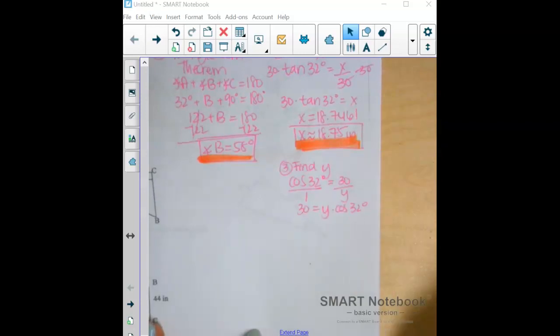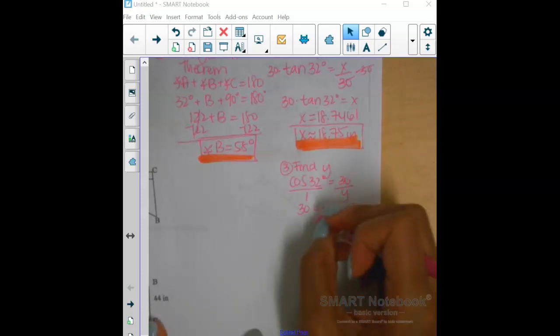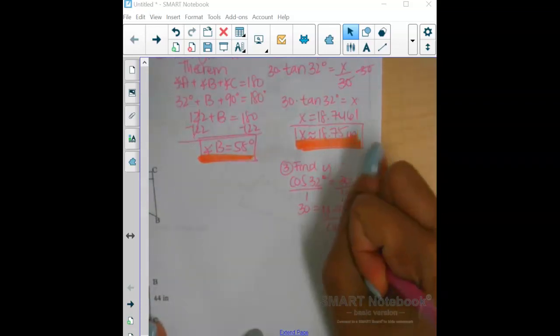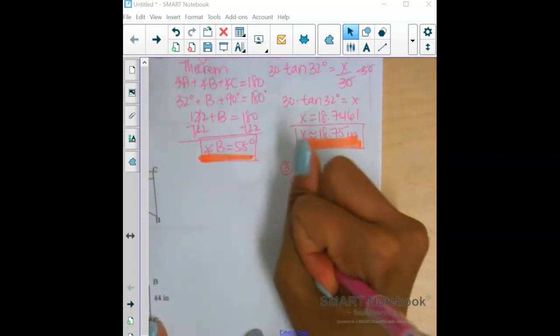Jenny, how do I get y by itself? In this equation, how do I get y by itself? How do I get rid of the cosine? Come on, Jenny, what's the opposite of multiplying? Say it again. Dividing, thank you. We're going to divide both sides by the cosine of 32 degrees.